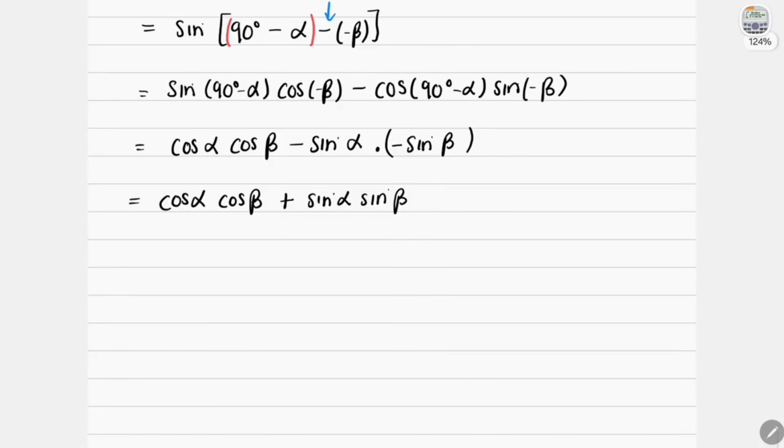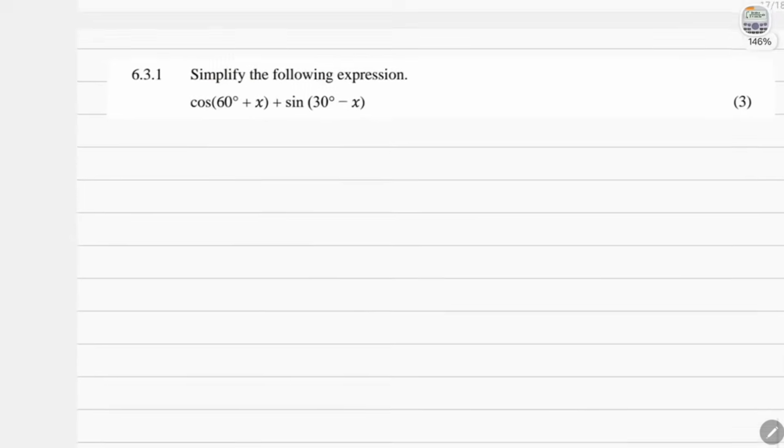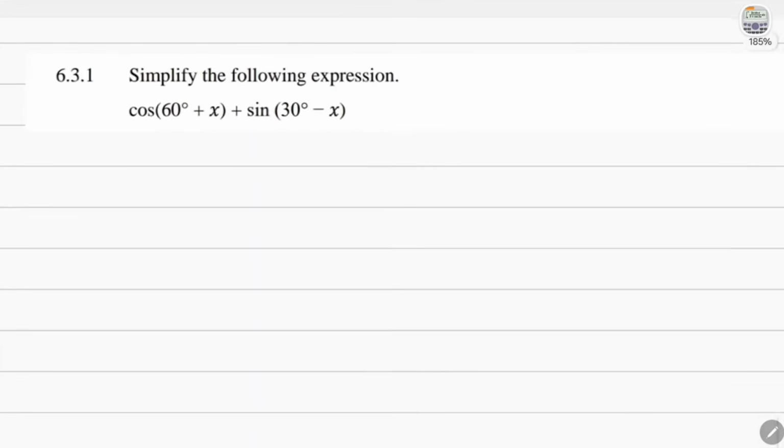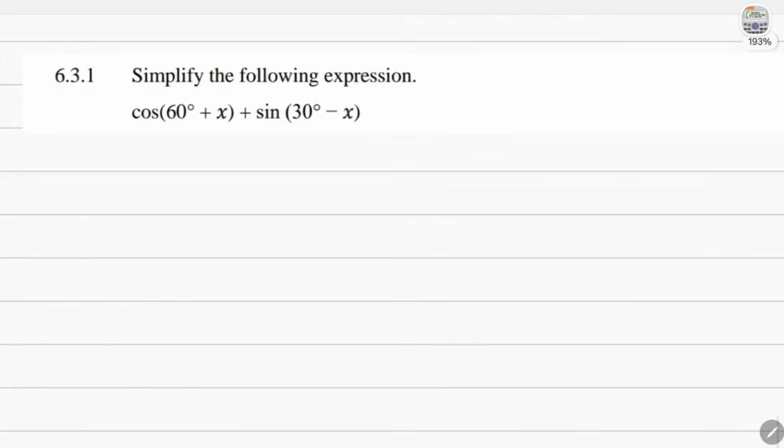Moving on to the next question. Question 6.3.1 says, simplify the following expression. We have cos of 60 degrees plus x, and sine of 30 degrees minus x. There is one way to simplify this where you're going to have a lot of terms, and you're going to have to make sure that you keep track of your terms. But I'm going to deal with it differently, because I see a 60 degrees with cos and a 30 degrees with sine. I'm going to change this one using cofunctions.